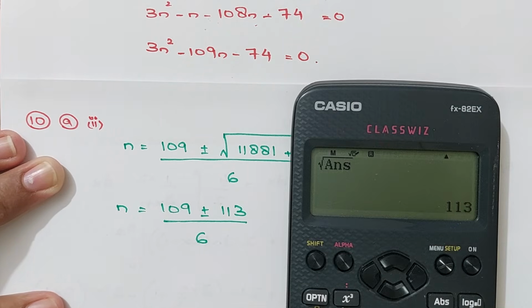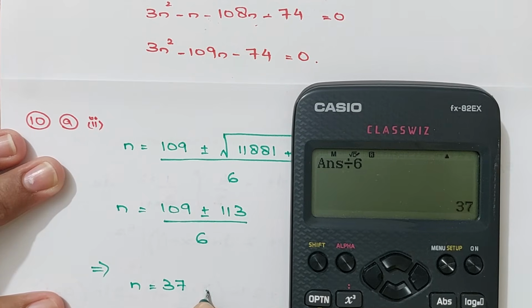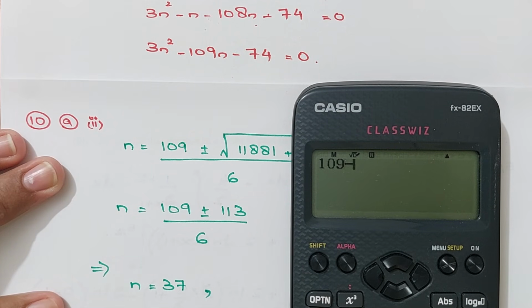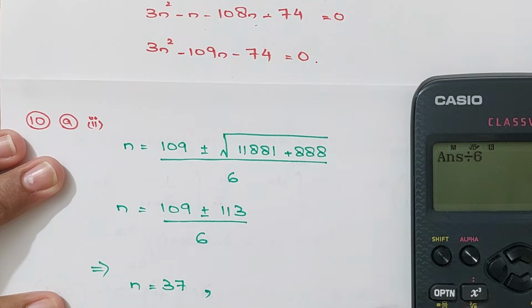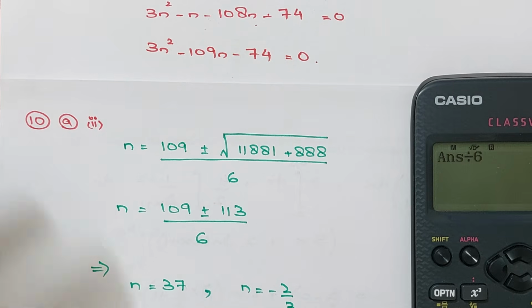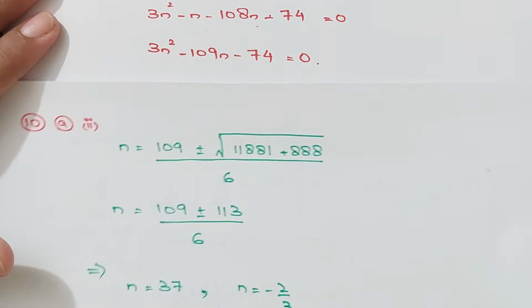So we have two values for n. 109 plus 113 divided by 6 is 37, and 109 minus 113 divided by 6 is minus 2 by 3. And we know that n is the number of terms, which can never be negative. It should be a positive integer. So n equals 37 is the solution.